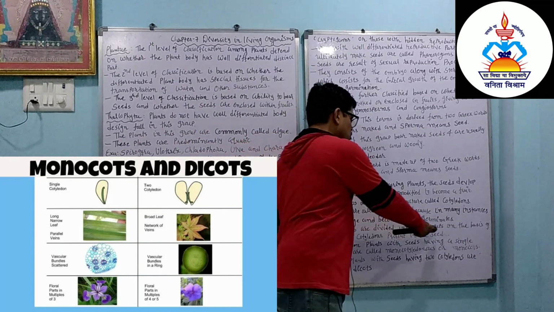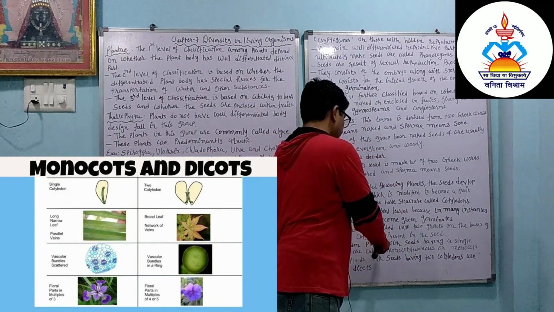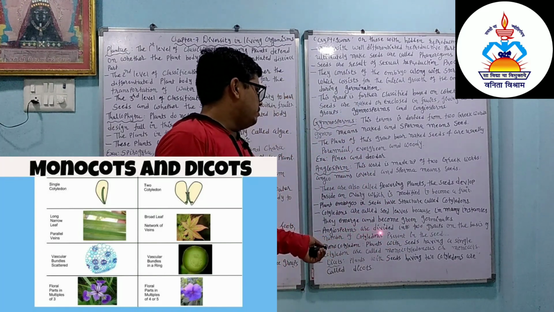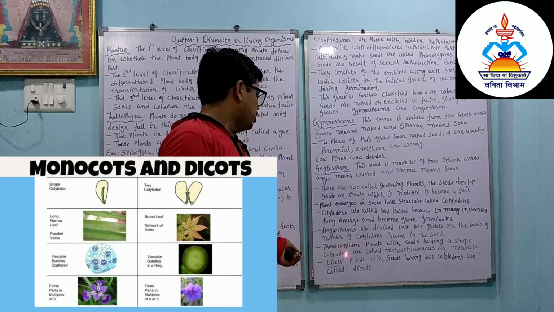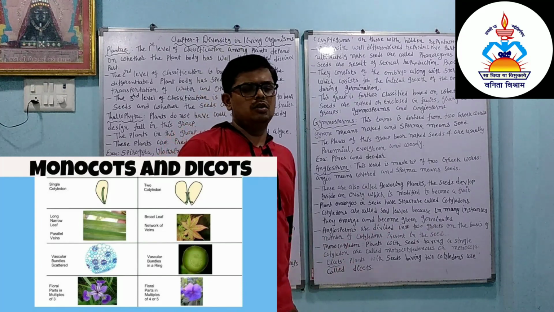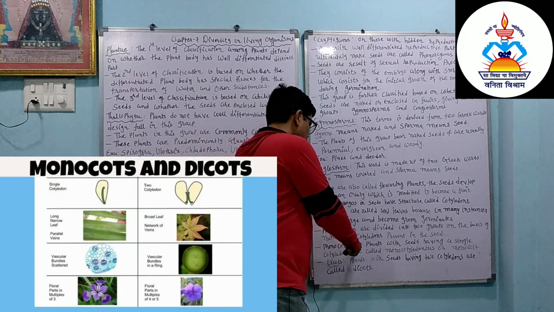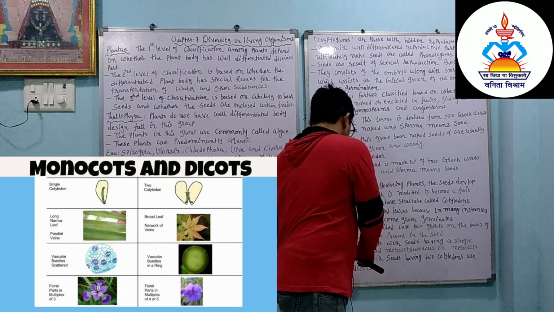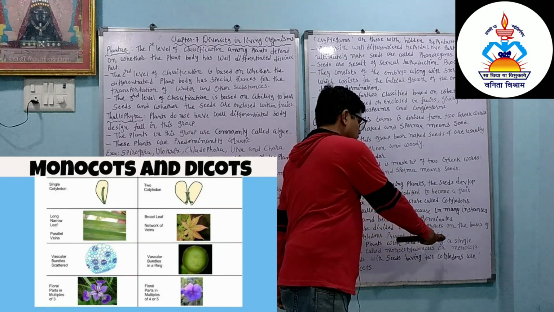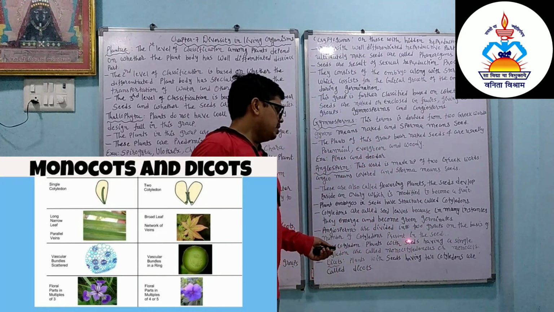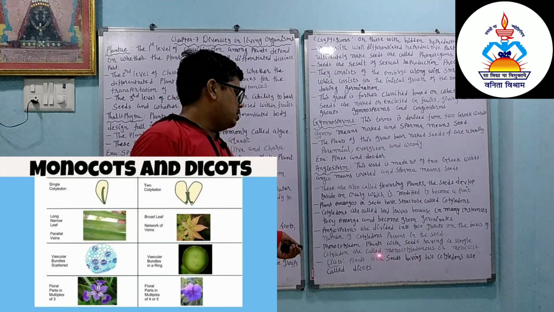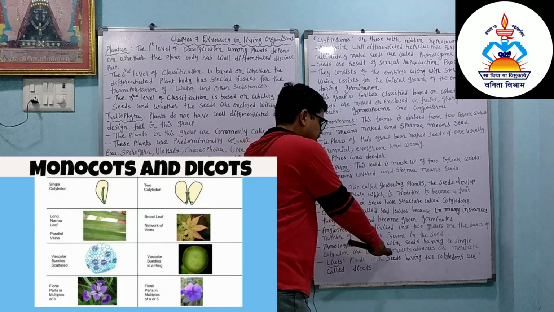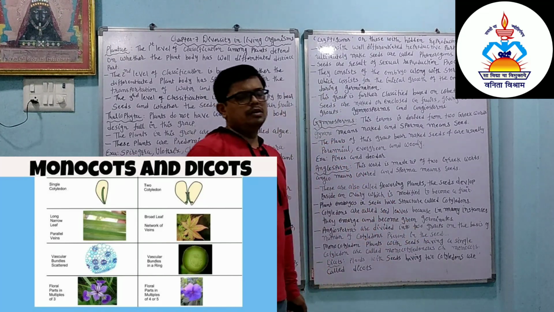Angiosperms are divided into two groups on the basis of the number of cotyledons present in the seed. So they are divided into two parts. If one cotyledon is present, they are called monocotyledons. If two cotyledons are present, then that is called dicotyledons. Monocotyledons: plants with seeds having a single cotyledon are called monocotyledons or monocots. And dicots: plants with seeds having two cotyledons are called dicots.